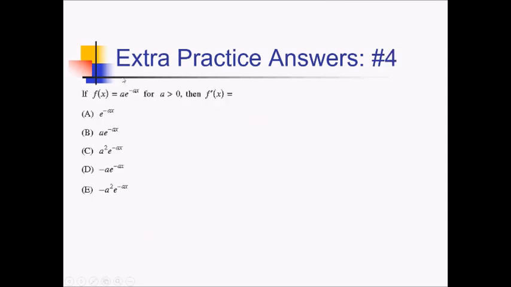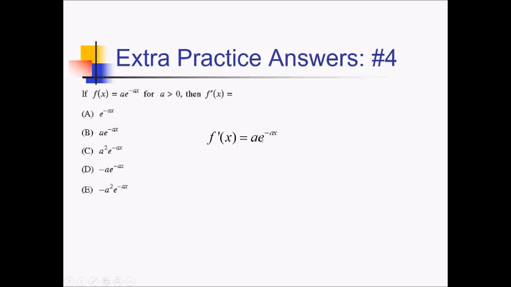On this problem, we're given the function a times e to the negative ax, and we're told that a is greater than 0, so a is a constant, which is key on this one. We want to know f prime. Well, we've got the e function. Using our chain rule, we have a times e to the something, which is just going to be a times e to the same something.